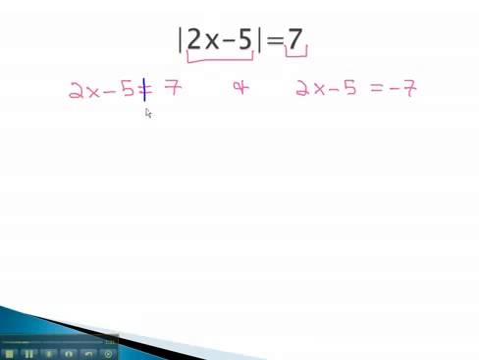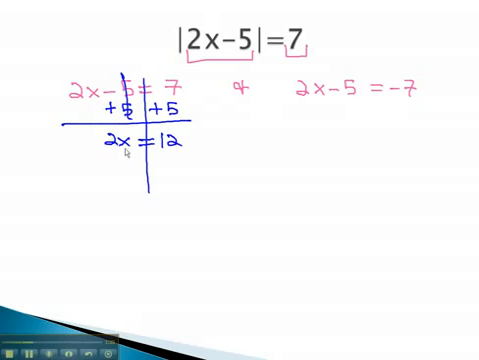Let's solve the first equation. As we balance through the equal sign, we know we first move the term without x by adding 5 to both sides. This leaves 2x equals 12. Next, we divide both sides by 2 to isolate the x. X is equal to 6.